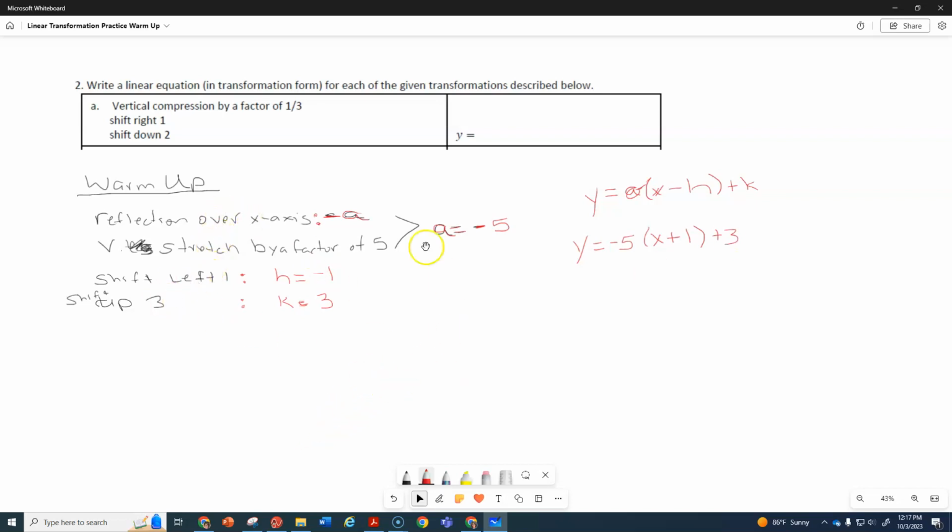From these transformations, you identify your values, and yes, I do expect over here on this blank part for you to write down what your A, H, and K are, and then you plug them into the equation.